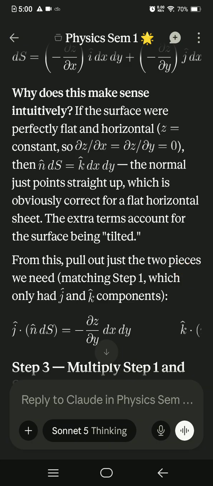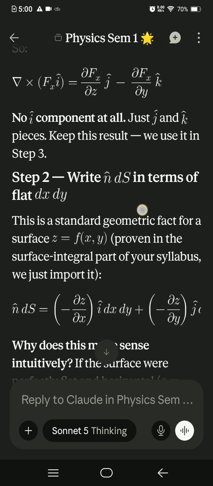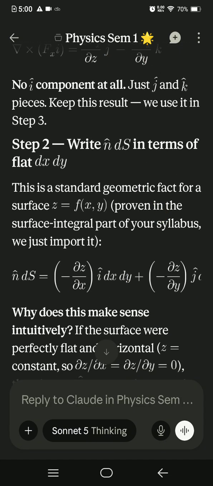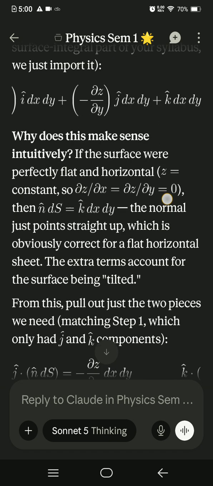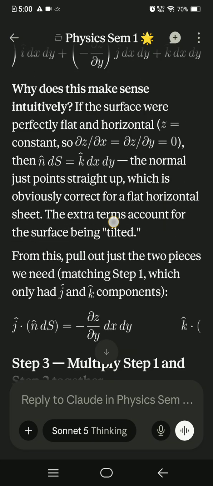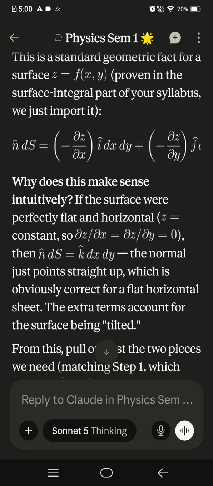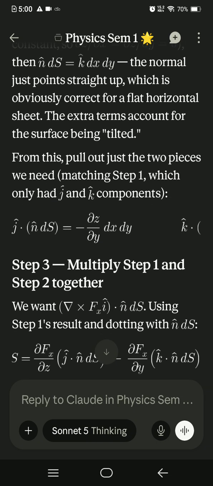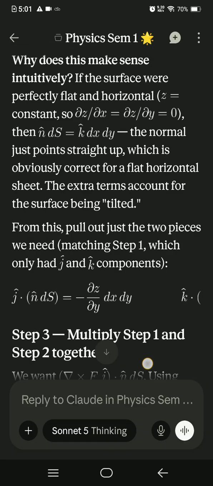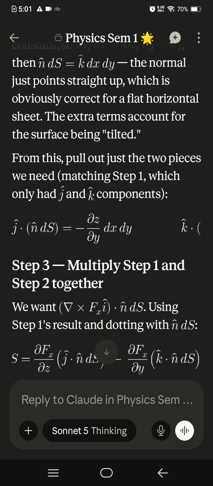From this, pull out just the two pieces we need, matching step 1, which only had j and k components. Since we have j and k components only, we are taking this, j dx dy. This is n dS, j dx dy, dz upon dy. So dz upon dy with a minus.